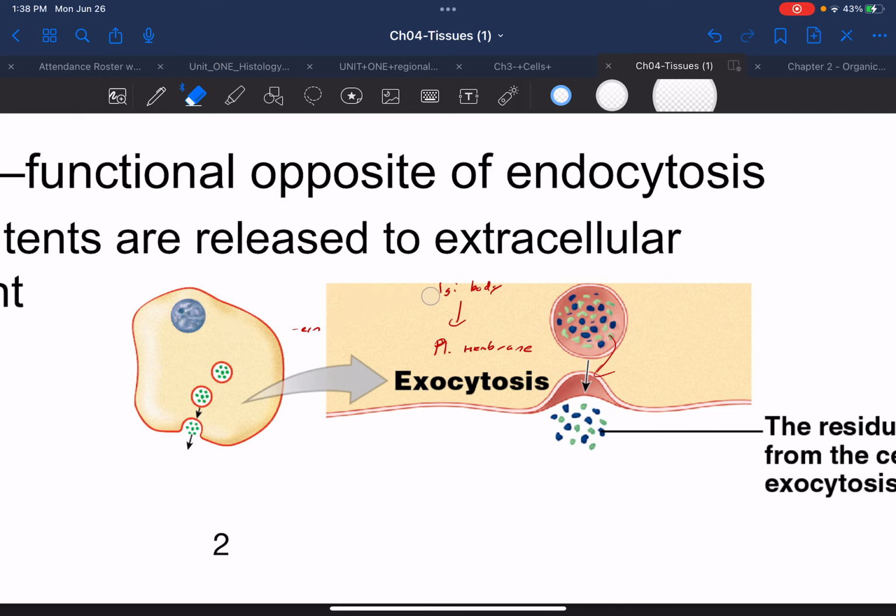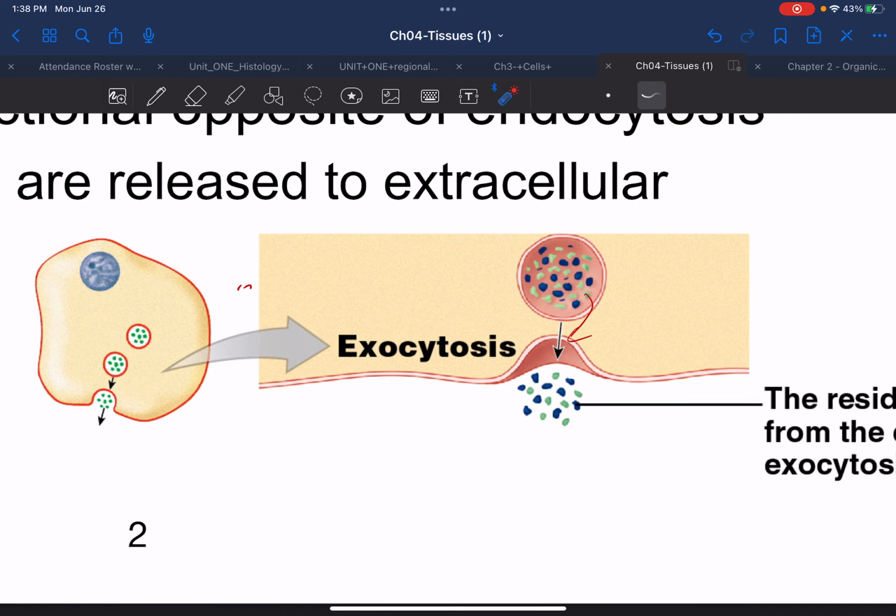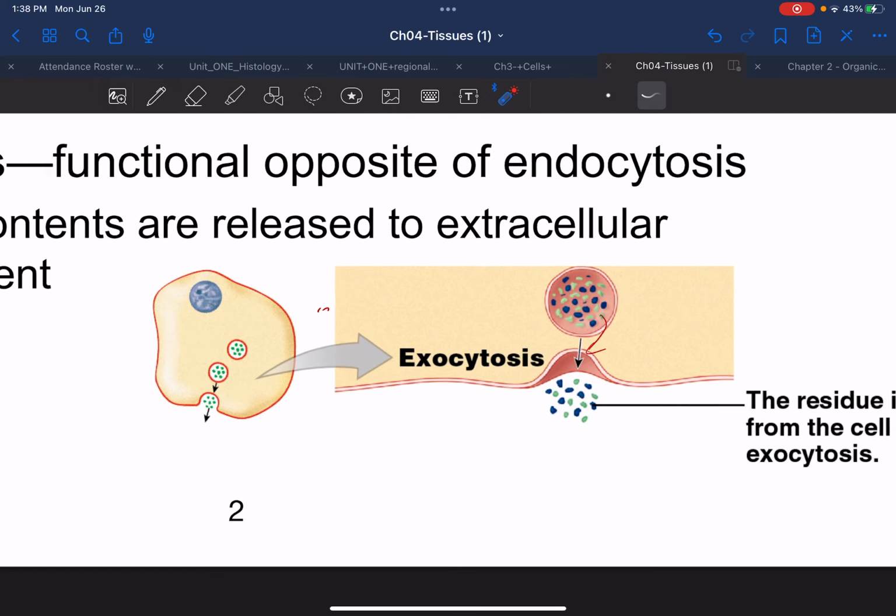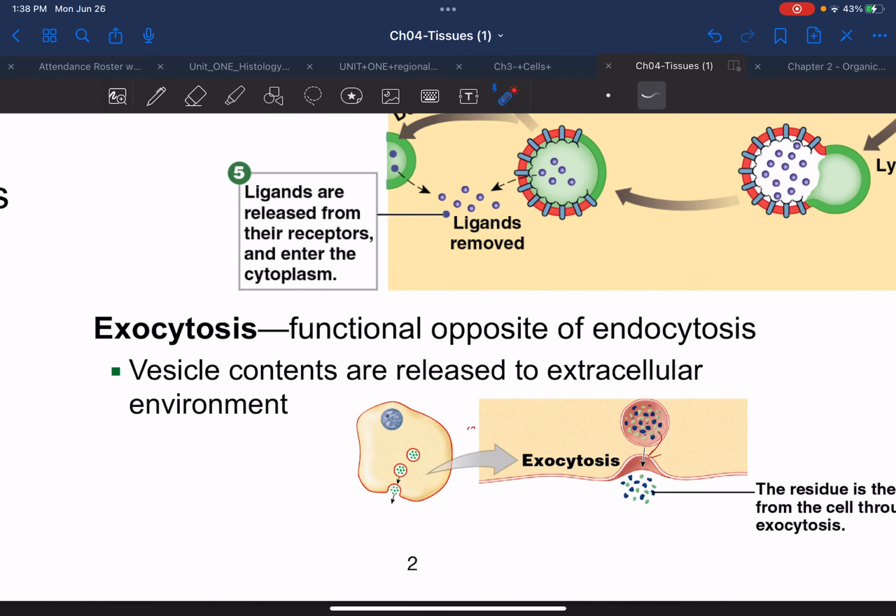And you can get rid of all this. Get rid of all this, if you copied it down, sorry. But otherwise, exocytosis is just the removal, or sending things to the surface and releasing it out into the extracellular matrix. Ask away.